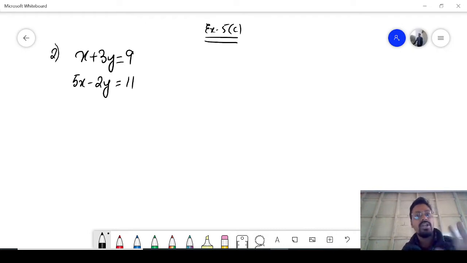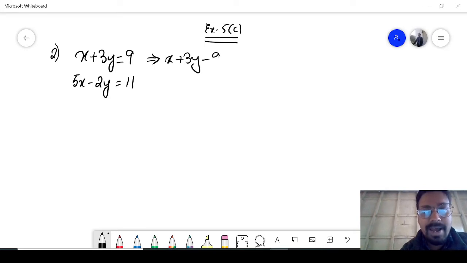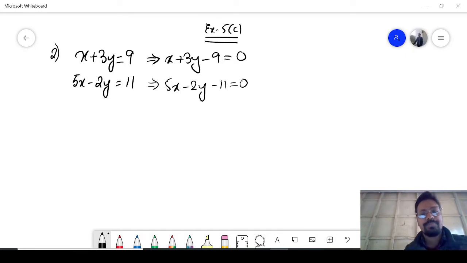First of all, we have these two equations. What is our first job? Our first job is to bring every element, all the terms, to the same side. So x plus 3y equal to 9 will be x plus 3y minus 9 equal to 0, and this one will give us 5x minus 2y minus 11 equal to 0. Okay, this is our first step done.